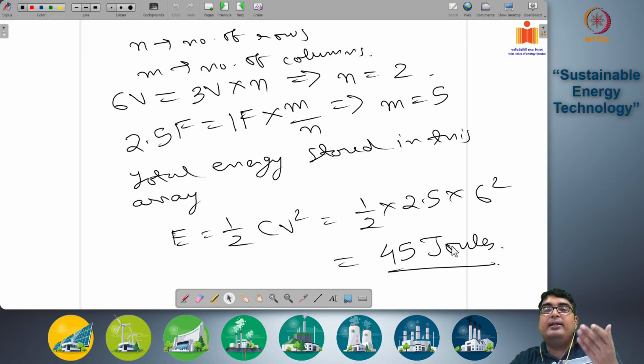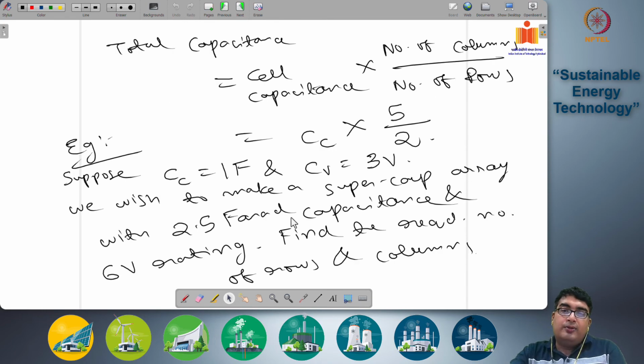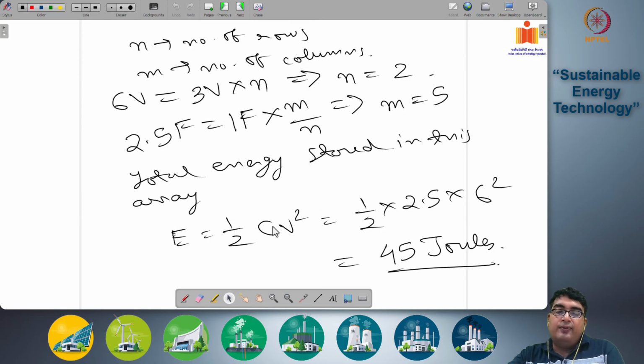Okay. So suppose instead you have a single cell, then C was 1 and the voltage was 3. Okay, so half into 1 into 3 square. So 3 square is 9, 9 by 2, so 4.5 joules. So we are getting 10 times increase in the energy storage in that array. Okay, so that's the idea.